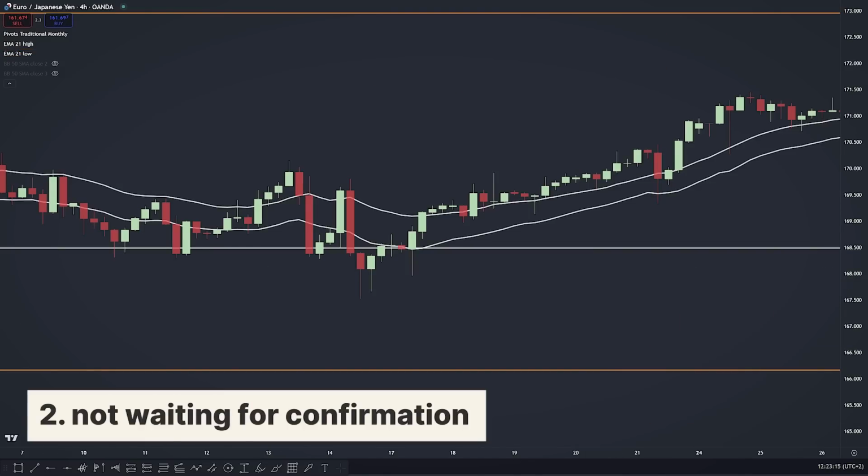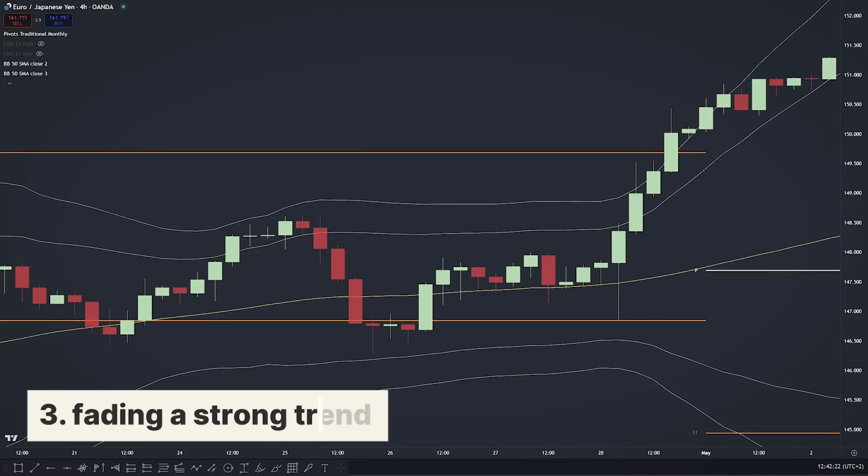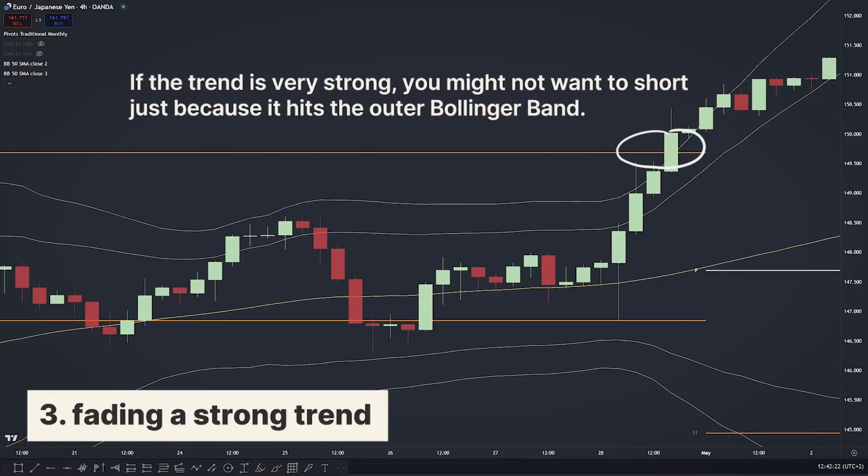Another pitfall is not waiting for confirmation. Jumping in without seeing a candle close might lead to fakeouts. Wait for that bounce or break to confirm. Most common problem is fading a strong trend without care. If price is rocketing upward, you might not want to short just because it hits the outer Bollinger Band. Check if volume is still surging, if the pivot is truly holding, or if there's a supply zone.